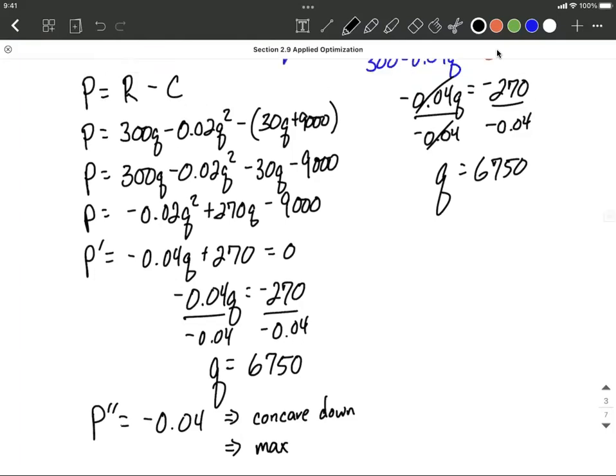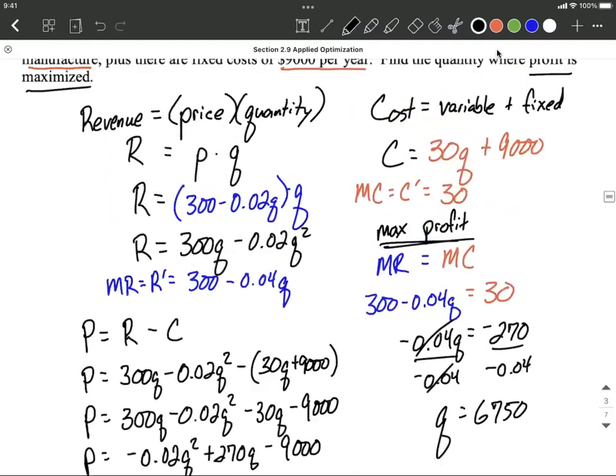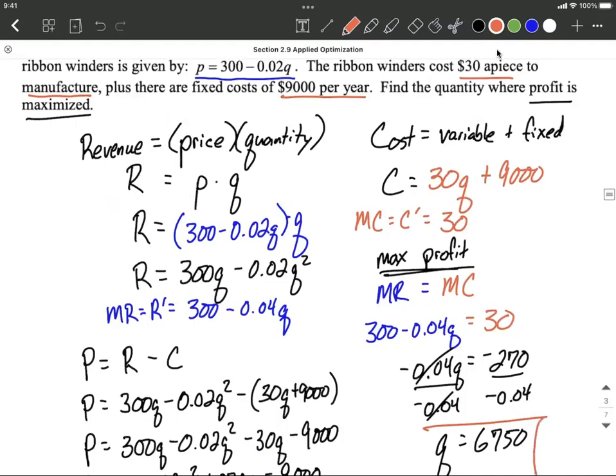However, if you needed to find what would the profit be, remember what you would do is you would take the value we just found, doing it the second way, and you could plug it back into our revenue function and into our cost function and find that difference by subtracting them pretty quickly, and you can get the maximum profit.